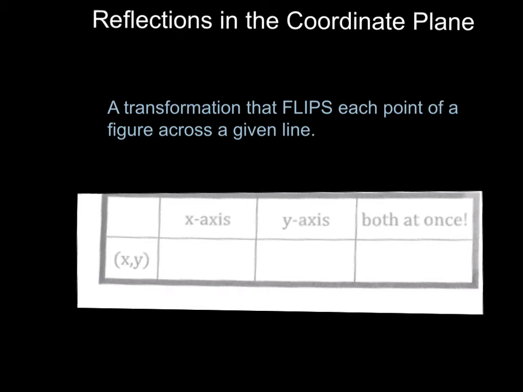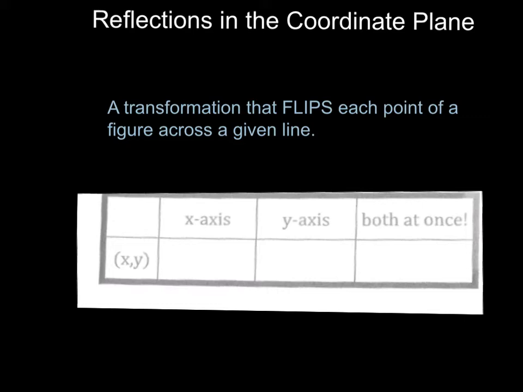In this lesson, we're going to learn about reflections in the coordinate plane. A transformation that flips each point of a figure across a line is called a reflection. Basically, we're going to talk about what that does to the ordered pairs. We've already looked in class at what it looks like when you flip a figure over a line. We're going to talk about what happens to the ordered pairs on a coordinate plane.